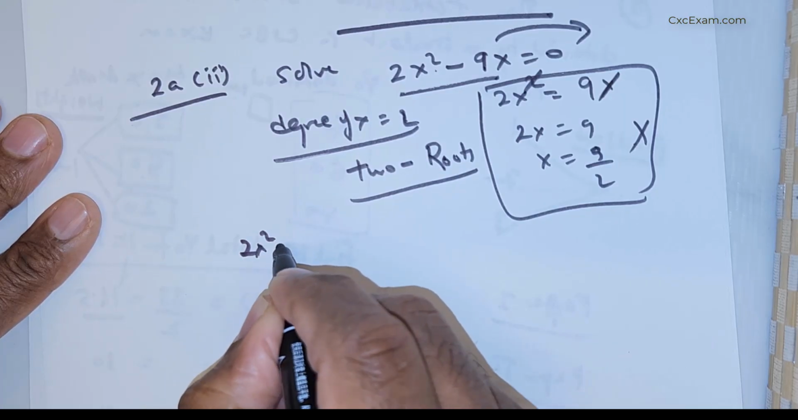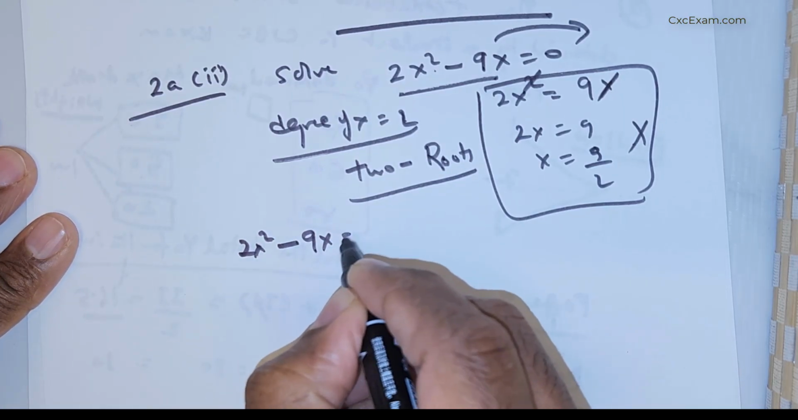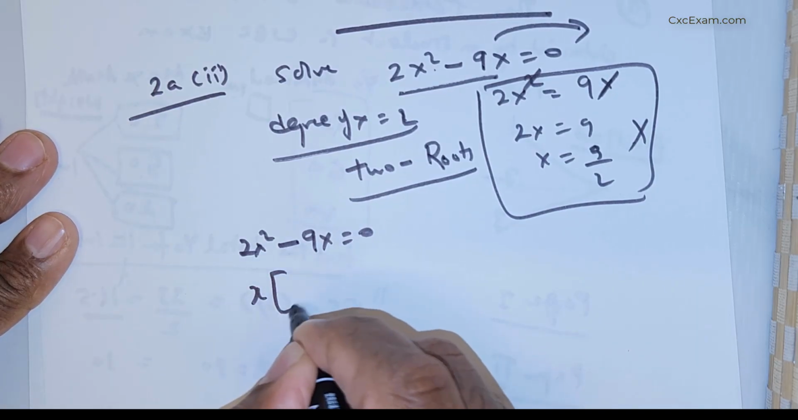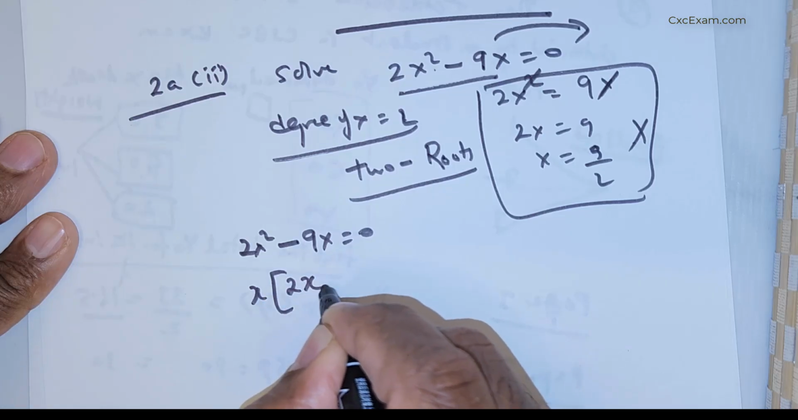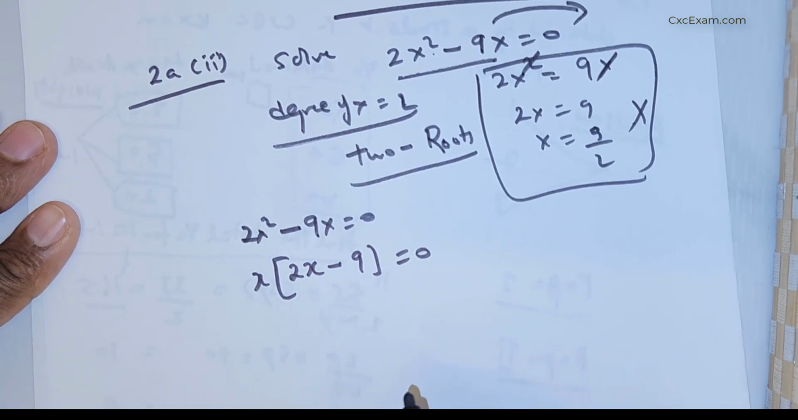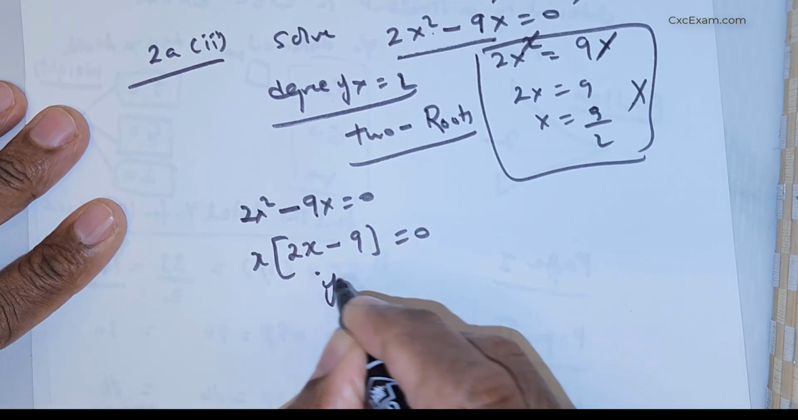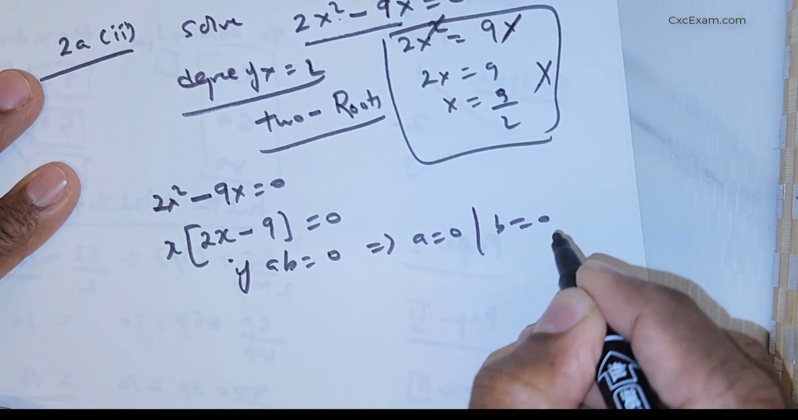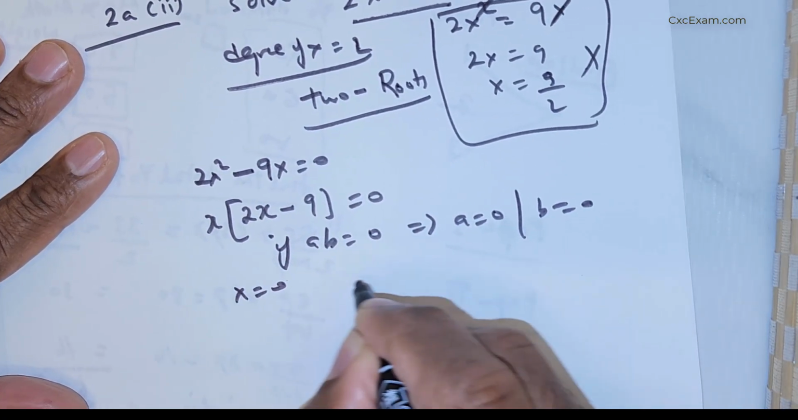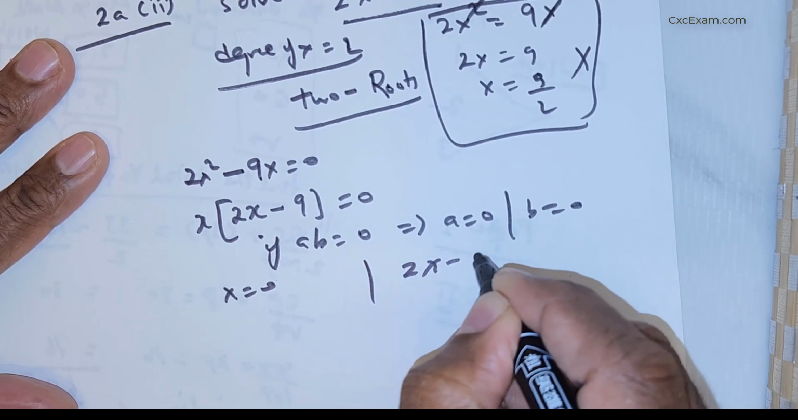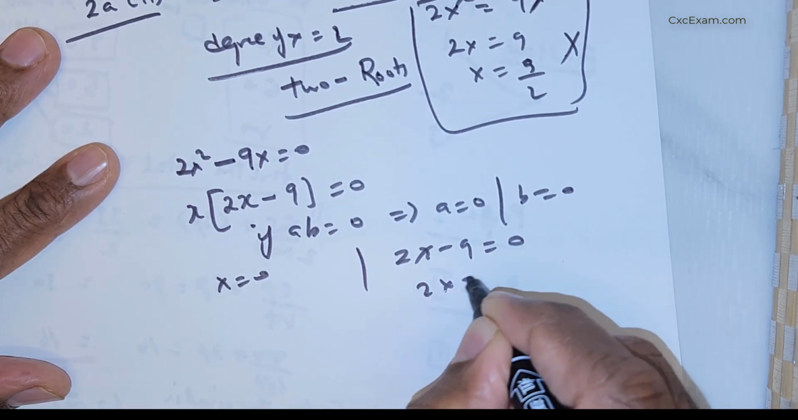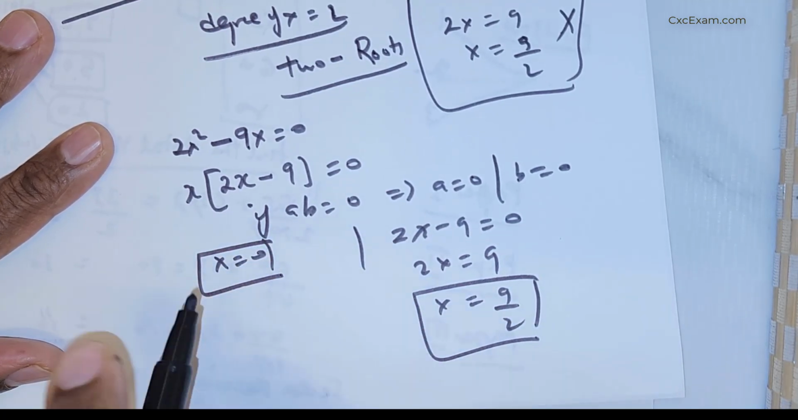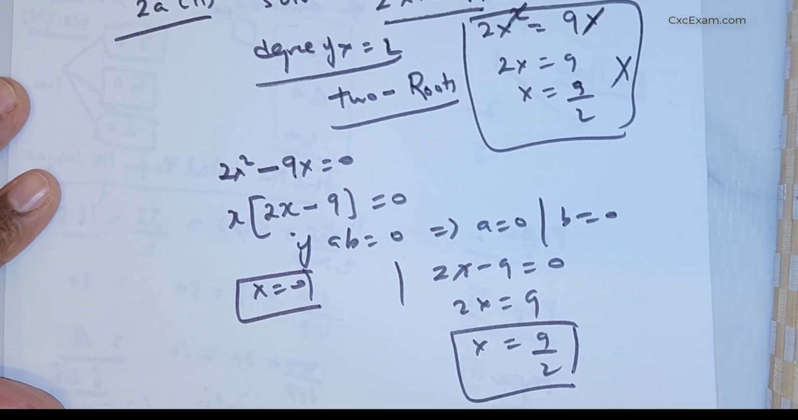So what we need to do is consider 2x squared minus 9x is equal to 0. From here we can take an x out. So this is going to be x times (2x minus 9) is equal to 0. Now from algebra, if AB is equal to 0, this means either A is equal to 0 or B is equal to 0. So I get x is equal to 0 or 2x minus 9 is equal to 0. So this means 2x is equal to 9. This means x is equal to 9 over 2. You have to box these two results. So that's the solution. Let's move on.